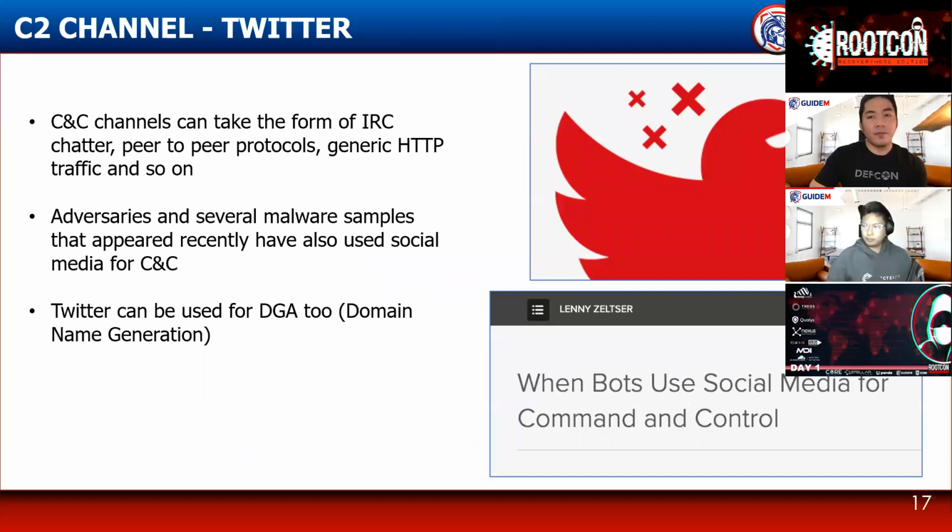So here are some use cases, talking about Twitter and how they can use it. Bots use social media now for command and control. They've also used DGA, domain generation algorithms, to do their malicious things. A lot of adversaries, I think I've seen the first report for Twitter as early as 2015. I'm not really sure, but it's not a new thing. It's still being leveraged by attackers.